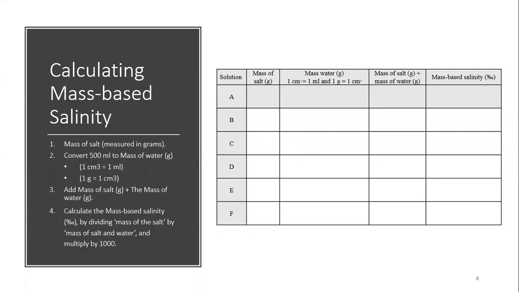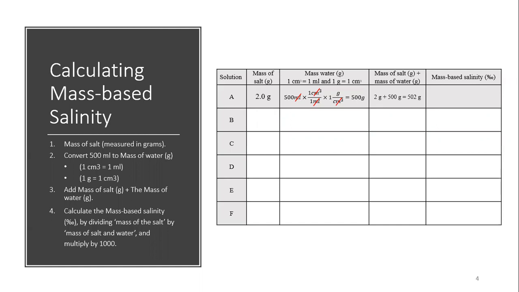Calculating mass-based salinity. Using the data collected in your experiment, we will now calculate the mass-based salinity. For each of your solutions, begin with the mass of salt measured in grams. For example, solution A weighed 2 grams. Next, convert the measured 500 milliliters of water used in your solution to mass of water in grams using the ratios of 1 cubic centimeter equals 1 milliliter and 1 gram equals 1 cubic centimeter. When we cross-cancel units, 500 milliliters equals 500 grams.